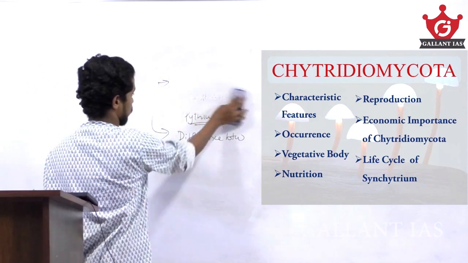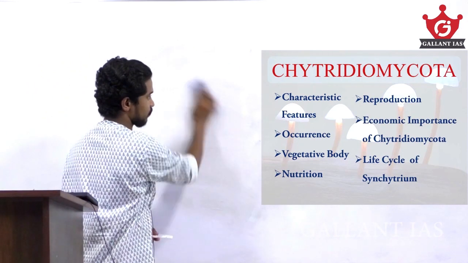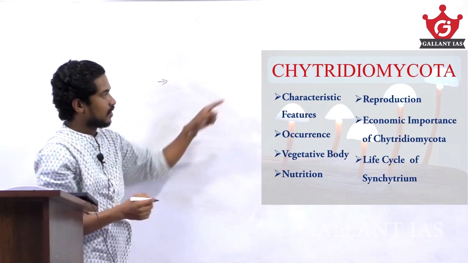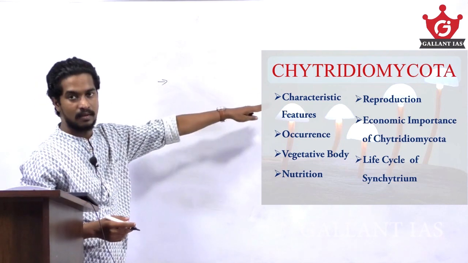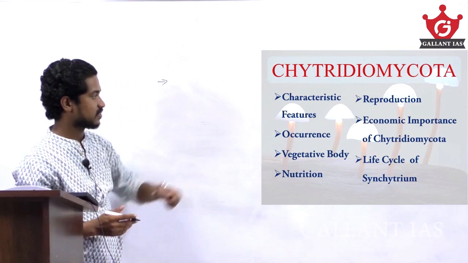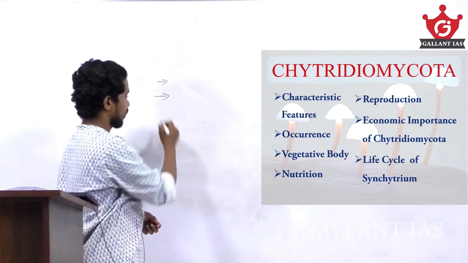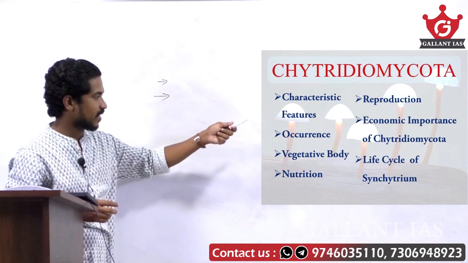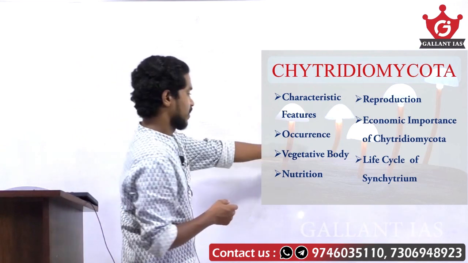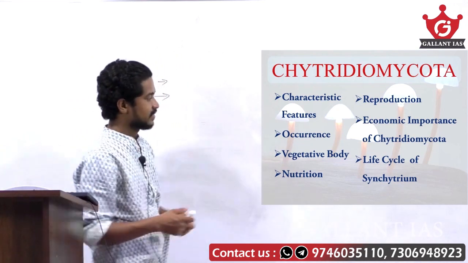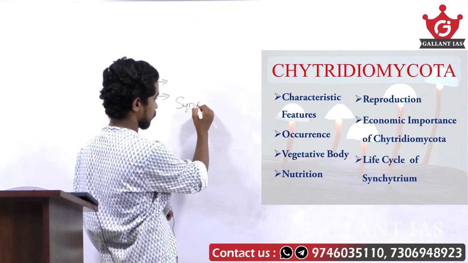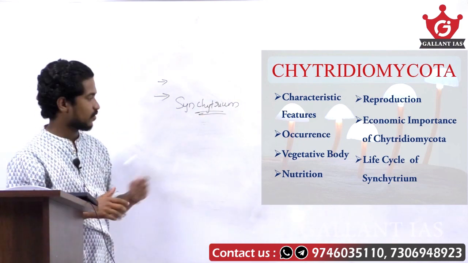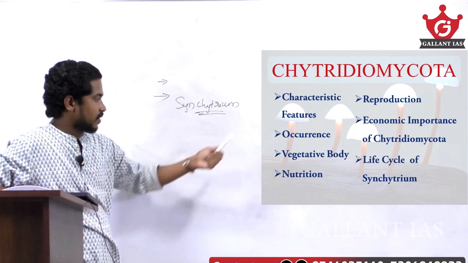Next we are discussing the true fungi. Under true fungi, firstly we discuss CHYTRIDIOMYCOTA. Note the characteristic features, occurrence, vegetative body, nutrition, reproduction, economic importance of CHYTRIDIOMYCOTA, and the life cycle of Synchytrium. This is the major species of CHYTRIDIOMYCOTA, and you have to know the life cycle of Synchytrium.